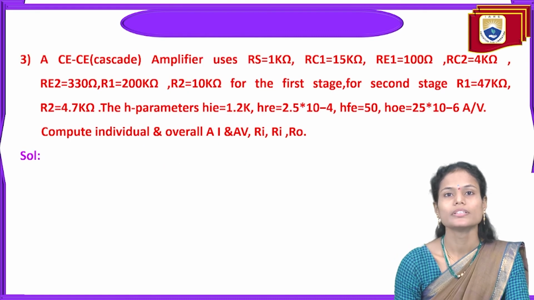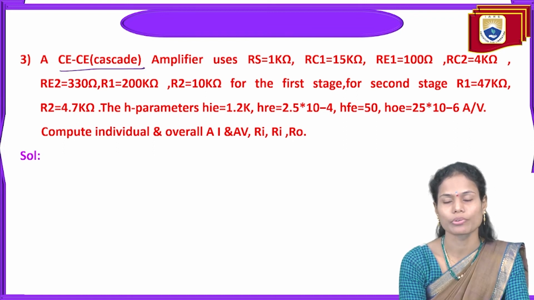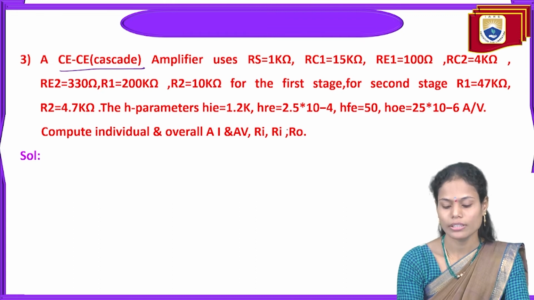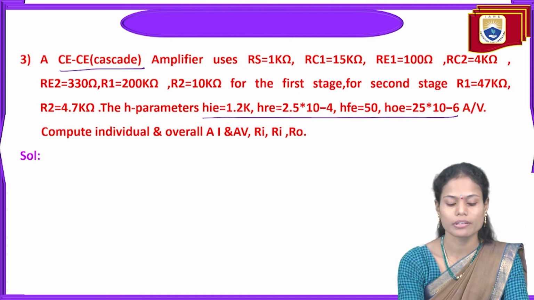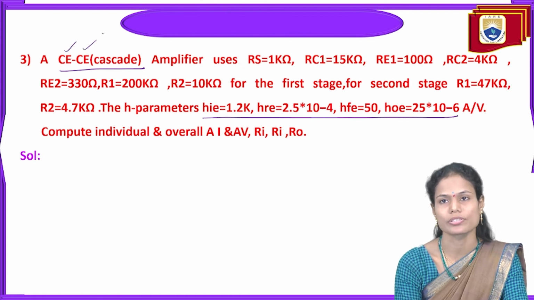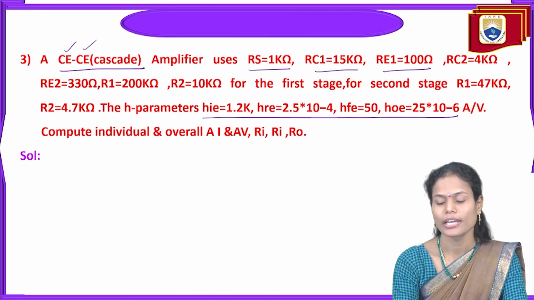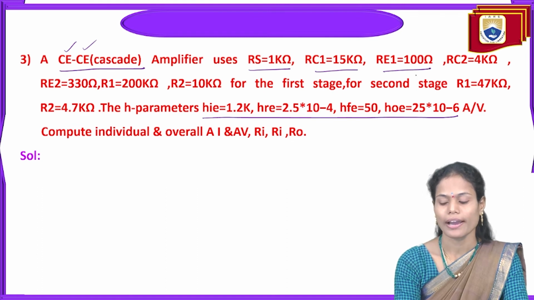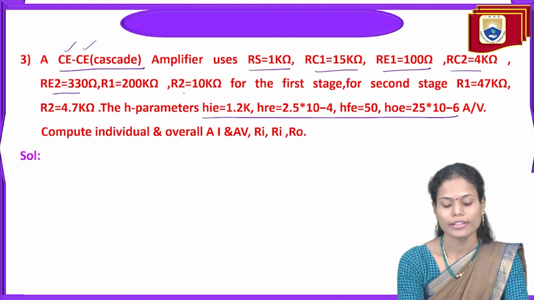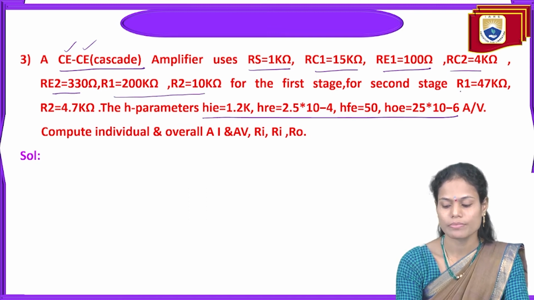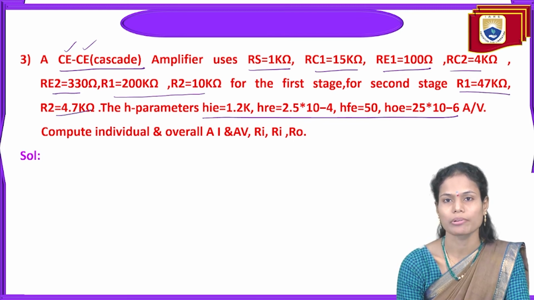And while coming to the third problem, this is CE amplifier. Both the stages are CE amplifier only. So that's why they have given only one set of H parameters. These are similar for both the CE amplifier stages. And along with that, they have given the source resistance, collector resistance and emitter resistance of the first stage, and also the collector emitter resistances of the second stage, and the potential divider values of the first stage as well as second stage are given. So all the values of the two-stage amplifier are given.